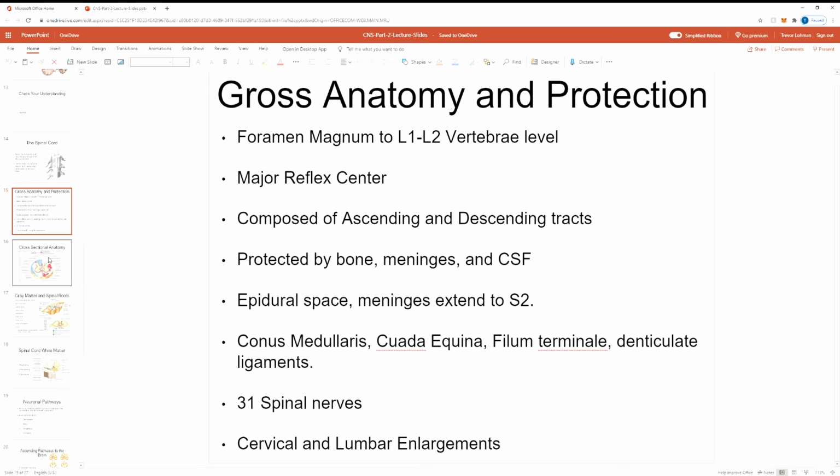It doesn't. It ends pretty high, and then you have what's called the cauda equina, which is farther down on this list, which means horsetail, and it's a collection of nerves that kind of look like a horsetail, I guess, that go from the L2 level all the way down to the coccyx. The spinal cord is a major reflex center.